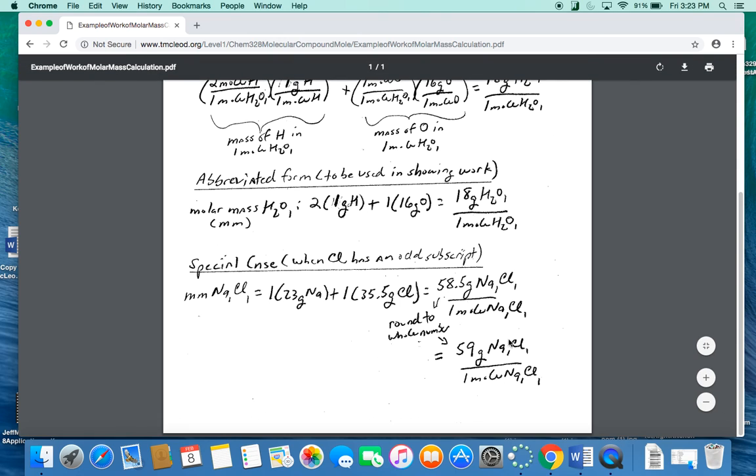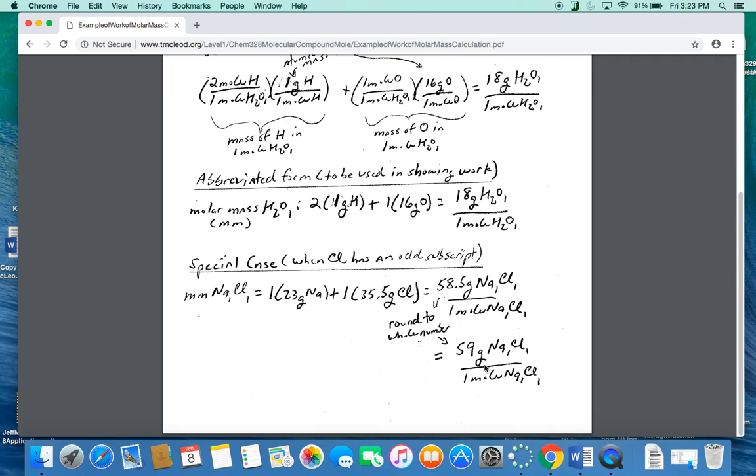And again, you have a mass per mole of something. That is the molar mass and how you calculate it. So that's my expectations. Thank you.